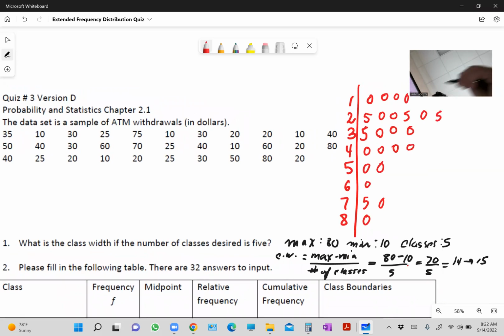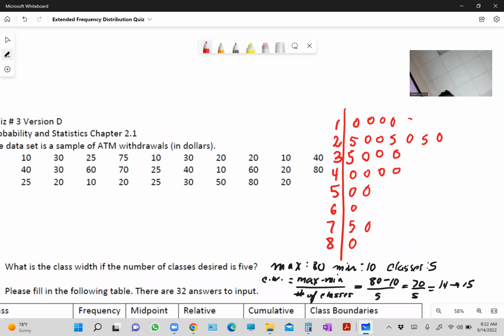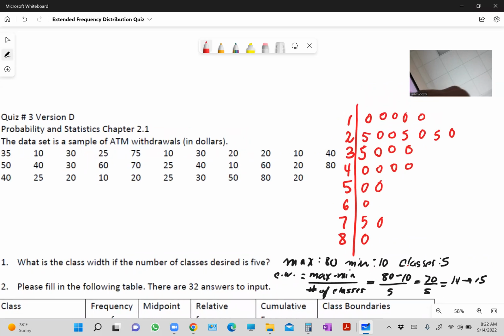25, 20, 10, 20, 25, 30, 50, 80, and 20. Now, if I count all these numbers, I should have 32 numbers.